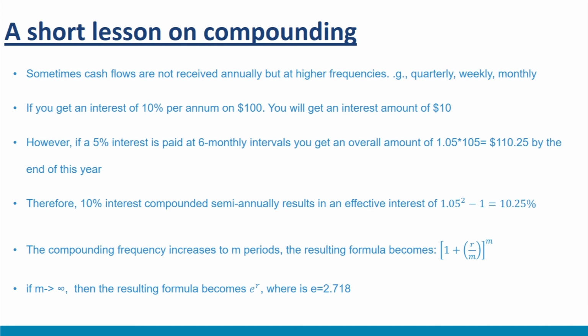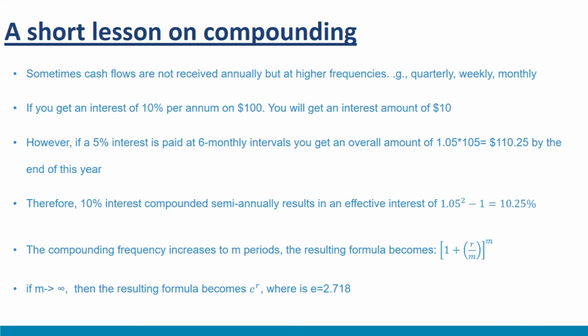If the compounding frequency increases to m periods, the resulting formula becomes bracket open 1 plus r upon m bracket close raised to the power m, where r is the annual quoted rate and m is the number of periods. For example, if the quoted rate is 12% and frequency m equals 12, that is monthly frequency, then the effective rate is 1.01 raised to the power 12 minus 1, equal to 12.68%.